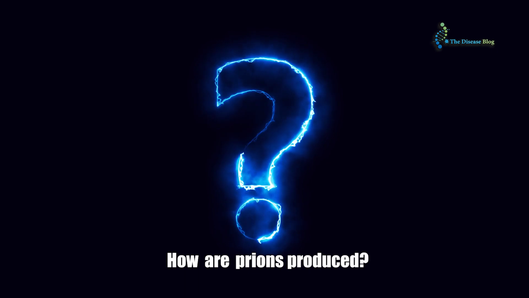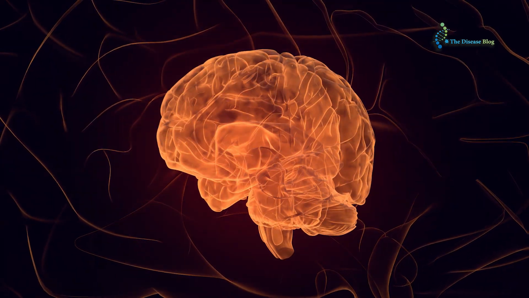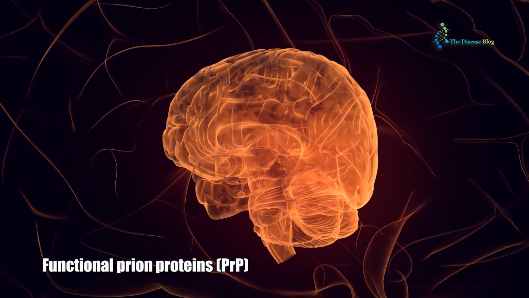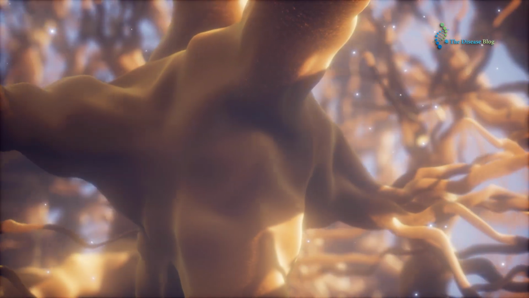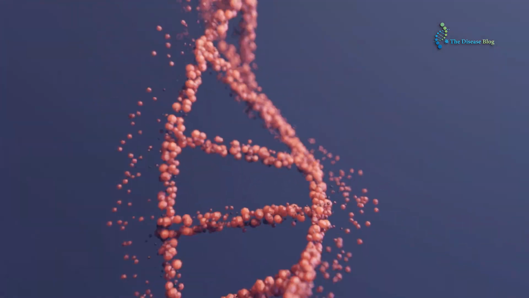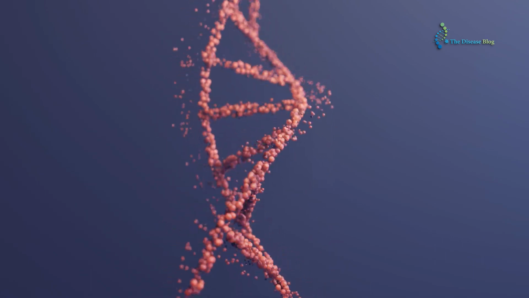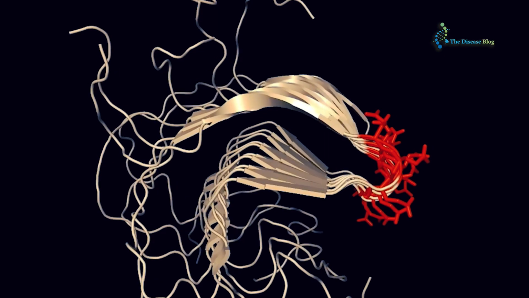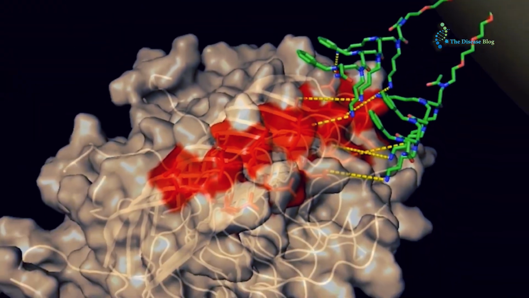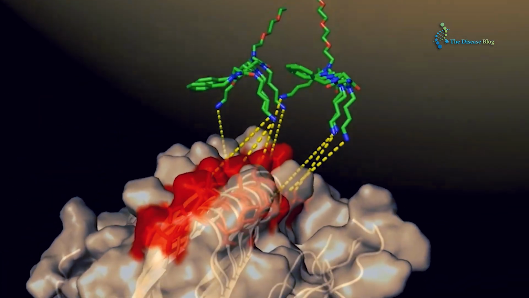How are prions produced? The mammalian brain contains normal folded and functional prion proteins crucial for the brain to work correctly. As a result of any mutation, the mutated gene produces misfolded, disoriented or distorted prion proteins that have lost their function because of structural alterations. This dysfunctional protein is now referred to as a prion.